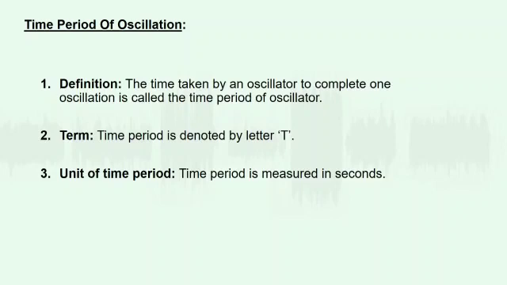Now for example, the oscillator travels the distance from the extreme position B to central position A and from there to position C. Then comes back again to A and from A to B. The time required by the oscillator to traverse the distance, that is BAC or AB, is the time period of oscillation of the oscillator.